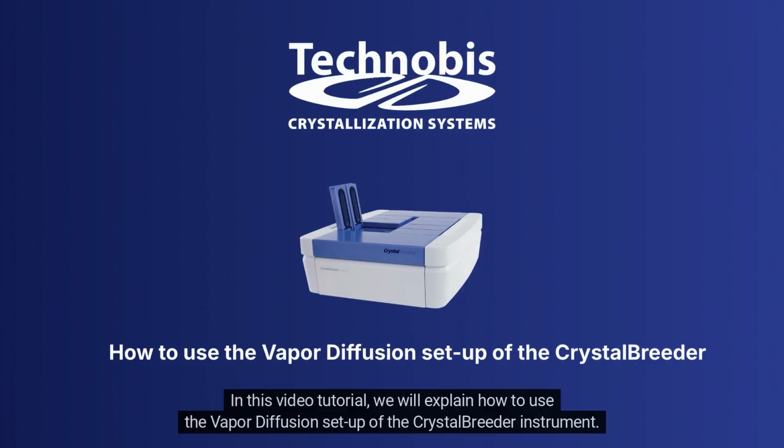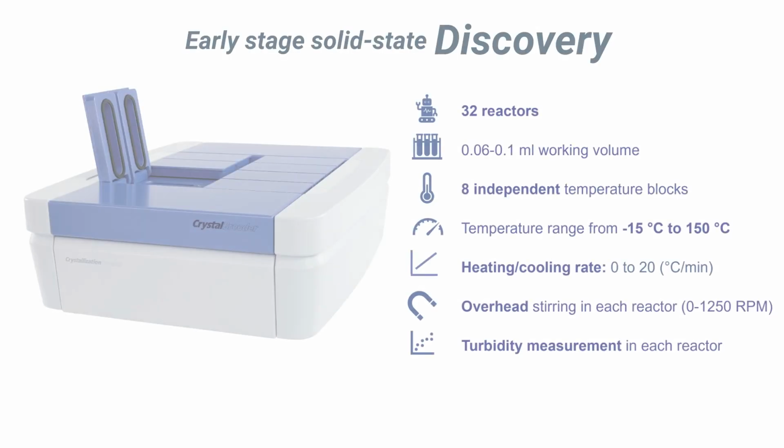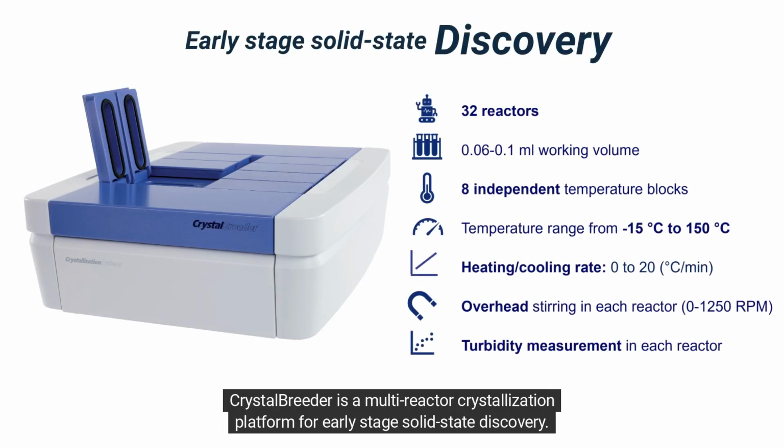In this video tutorial, we will explain how to use the vapor diffusion setup of the CrystalBreeder instrument. CrystalBreeder is a multi-reactor crystallization platform for early-stage solid-state discovery.